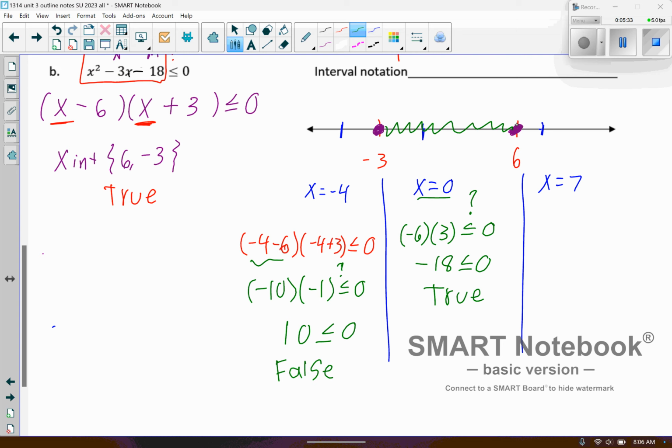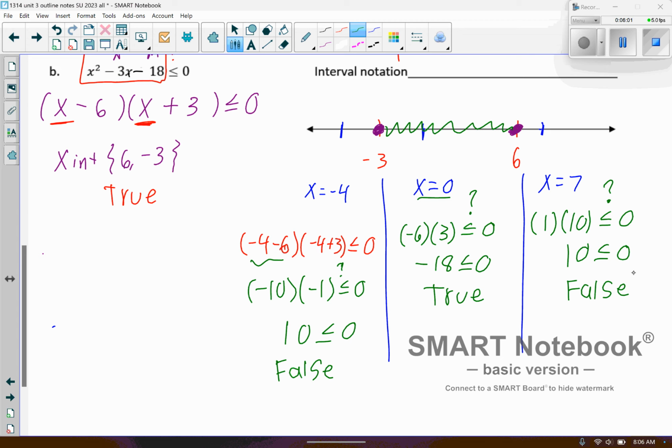And then my last one is 7. Once again, I'm just going to do this first part in my head. 7 minus 6 is 1, and 7 plus 3 is 10. Is that less than or equal to 0? Well, no, that multiplied together is 10, and positive numbers are not less than or equal to 0. So that's going to come back as false, and so that doesn't work.